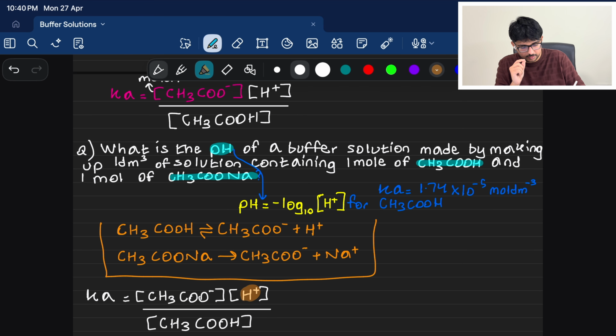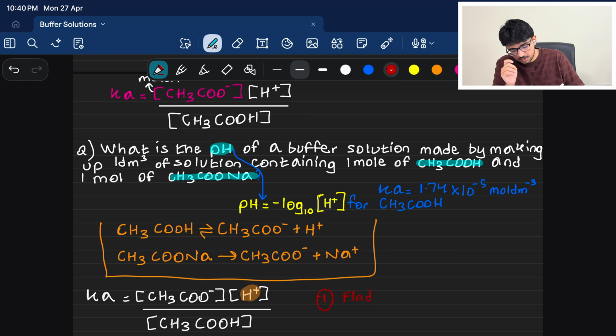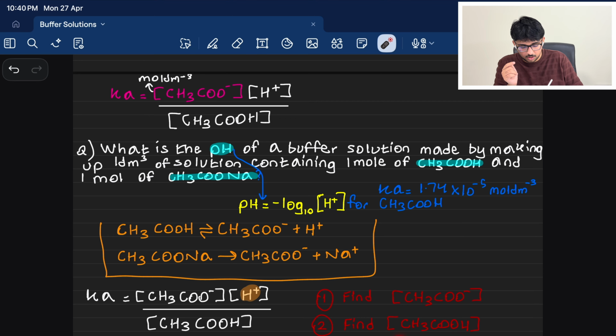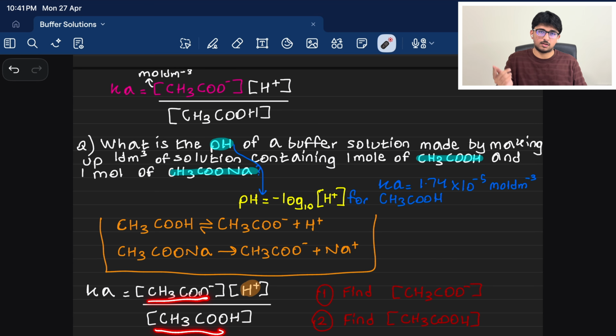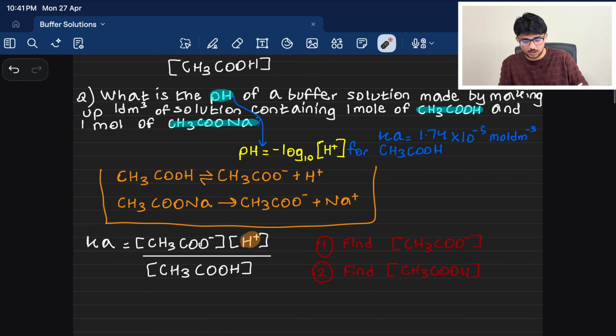So the goal right now, first get your goal right. Your goal right now is we need to find the concentration, I'm going to write that in square brackets, of ethanoate ions, CH3COO minus ions, and goal number two is find the concentration of the ethanoic acid. These are their equilibrium concentrations. Why? Because we are finding their concentrations when they are part of an equilibrium constant. So you don't need to find their initial concentrations. You need to find their final, equilibrium concentrations. So be careful of that.